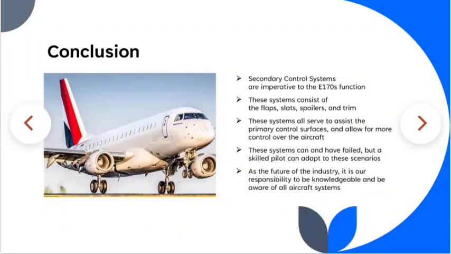All right, and this brings us to our conclusion. Secondary control systems are imperative to the E-170's function. These systems consist of the flaps, the slats, the spoilers, and the trim. These systems all serve to assist the primary control surfaces and allow the pilot to have more control over the aircraft. These systems can and have failed before, but a skilled pilot, such as the one we saw a slide ago, can help to mitigate these failures and help everything turn out all right in these scenarios.